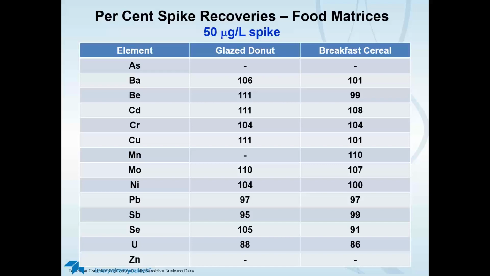Then when we continued on to some actual food matrices, in this case, a glazed donut or pastry and a breakfast cereal, again, reporting the numbers that we could see, we do have recoveries that all match between the 80 and 120% criteria for the elements that could be measured.